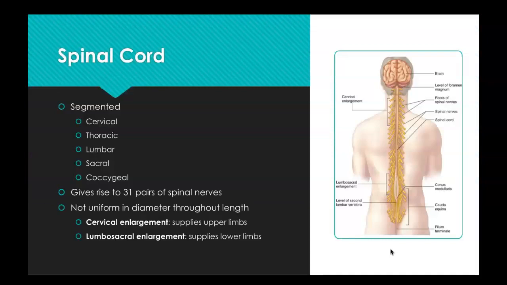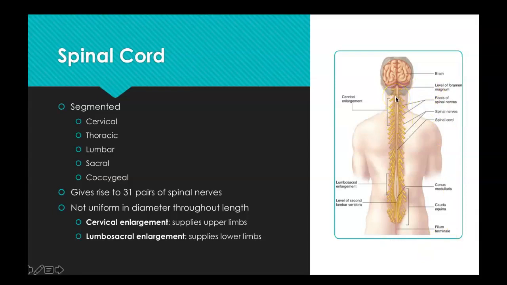When we take a look at the spinal cord, it is segmented into cervical, thoracic, lumbar, sacral, and coccygeal regions. These regions give rise to 31 pairs of spinal nerves, meaning that we have the spinal cord levels on both sides. Although we have the spinal cord in one elongated section, there are some changes in diameter throughout the length. First, in the cervical region, we see an enlargement due to supply to the upper limbs, which we can see in this region over here.